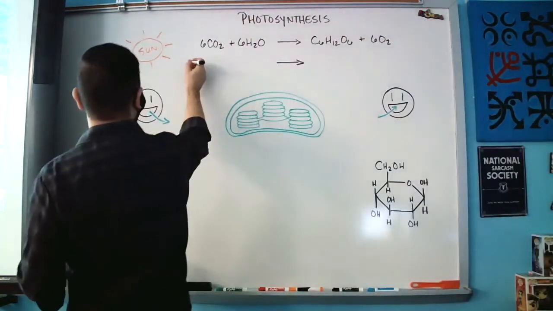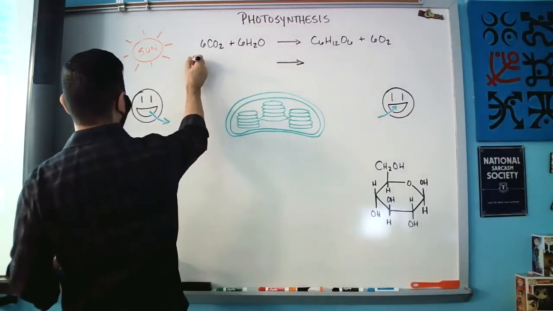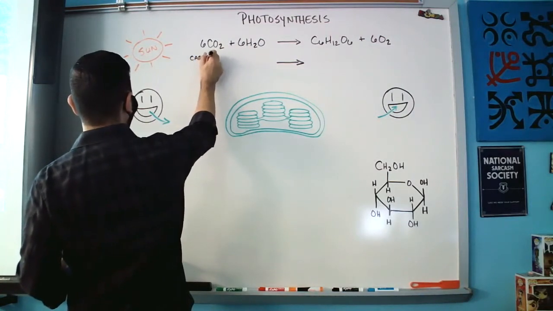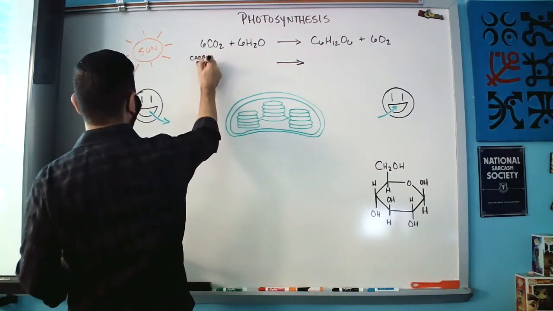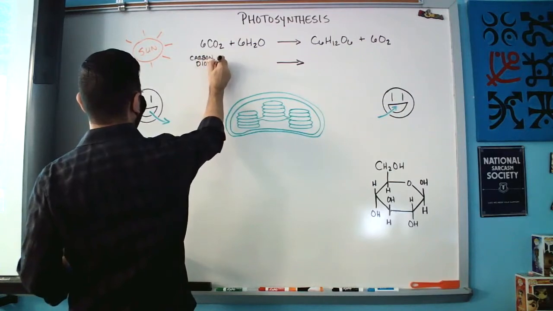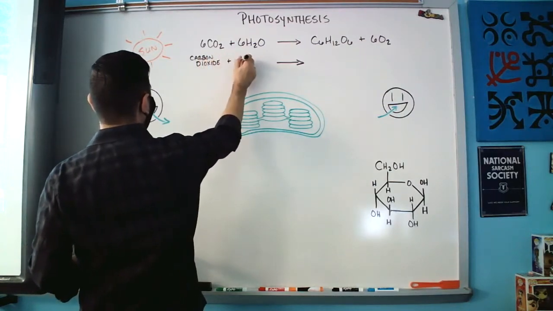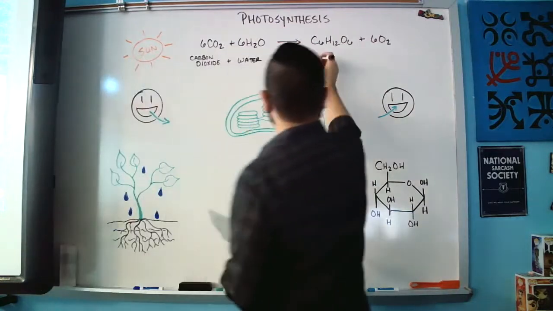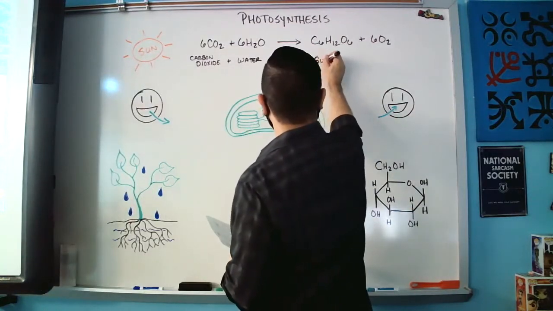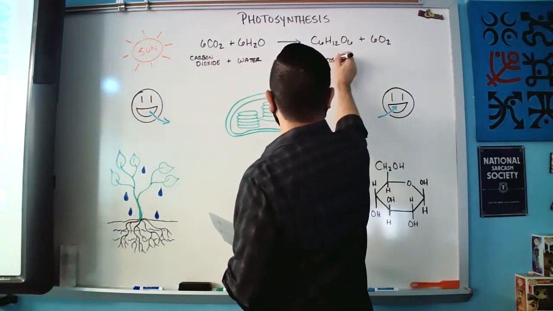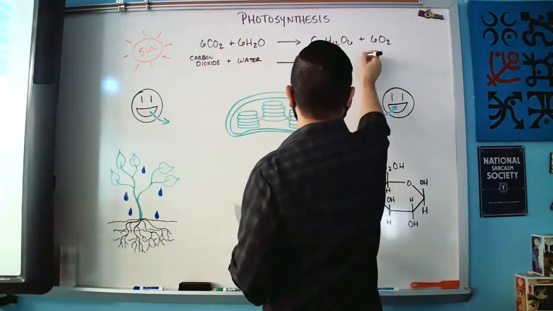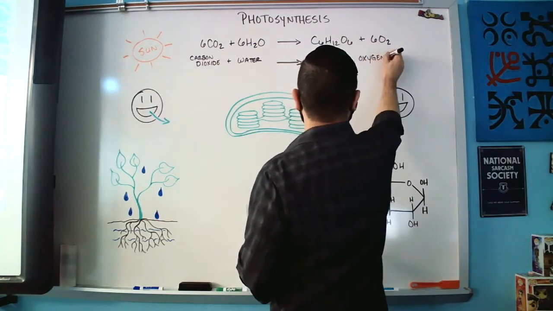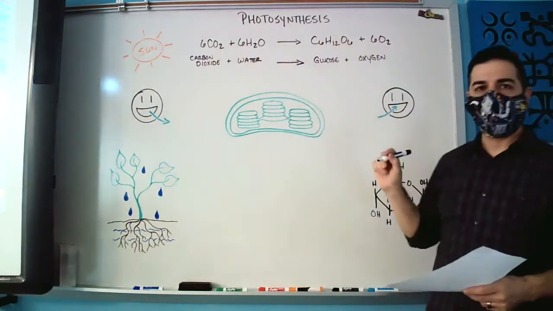But to write this out, to make sure we understand what our reactants and our products are, this is carbon dioxide plus water. And that's going to yield our glucose plus our oxygen. All of those coordinate with each other.